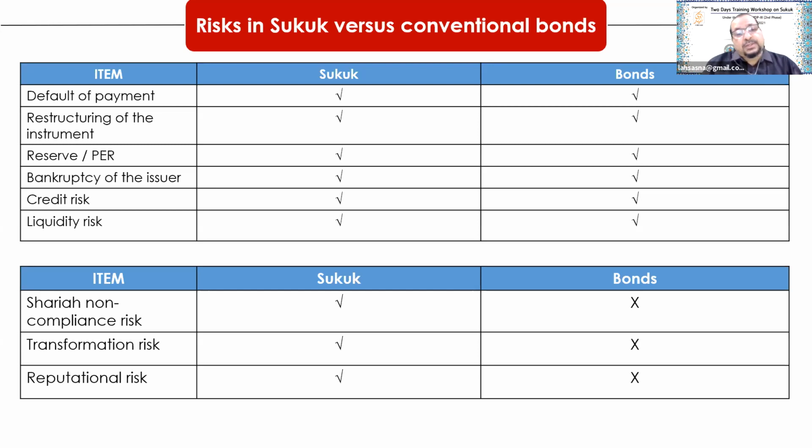The other one, the transformation risk, is most related to the sukuk and the Sharia compliant product compared to the bond, because bond from day one until maturity is a lender and borrower relationship. It is a loan based on credit, a loan based on interest charge. But for the sukuk, it may shift the risk according to the stage and status of the course of the sukuk.